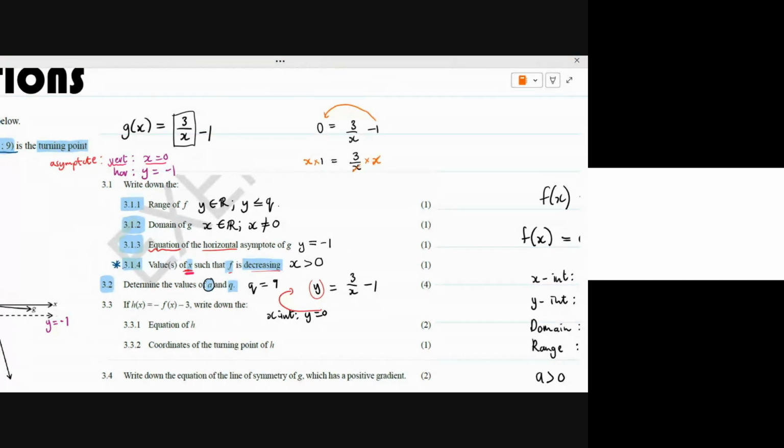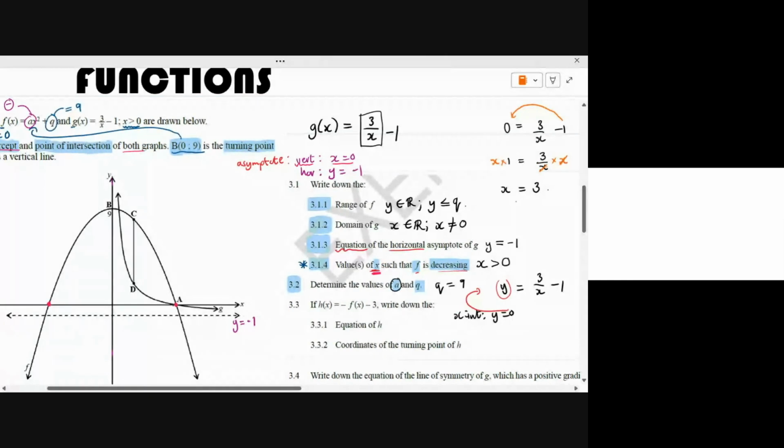Those two will cancel each other out. X times 1 will just give me x is equal to, and then on this side, we just have 3 left. Beautiful. So I know that x is equal to 3. So I now know that my x value here is 3. What is my y value at A? What is the y value there? Good. The y value, it's an x-intercept, y is equal to 0.